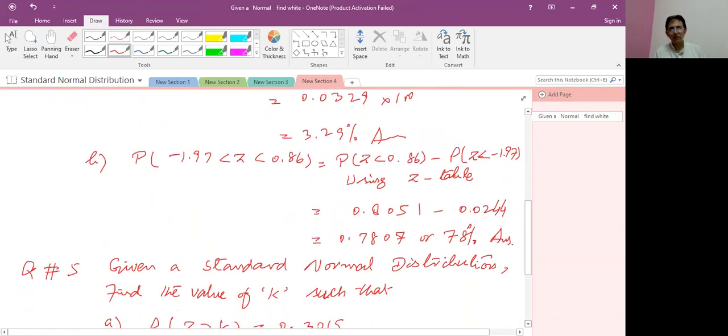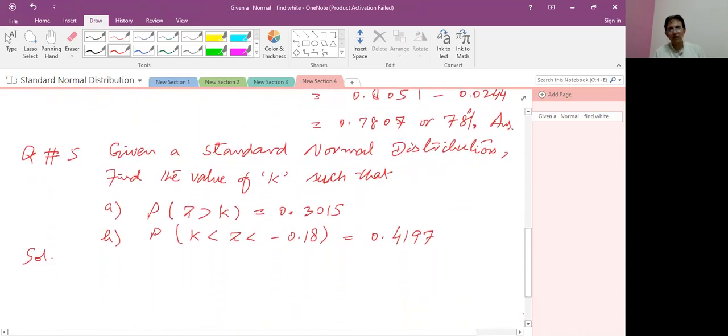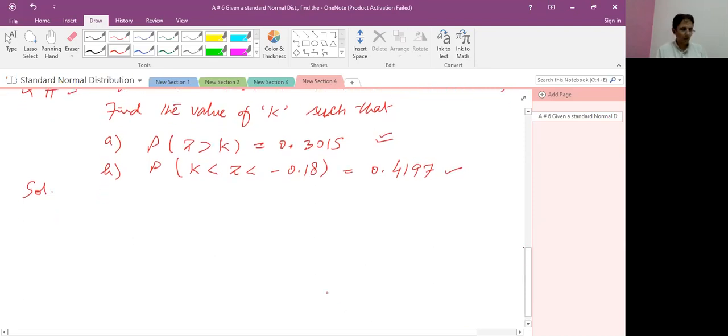Now the next problem is, friend, according to standard normal distribution, because today we will discuss standard normal distribution. Find the value of k such that probability of z is greater than k. K is unknown, but the area you have given is probability of k less than z less than minus 0.18, which is equal to 0.4197. It means this will be shown as area under the normal curve.